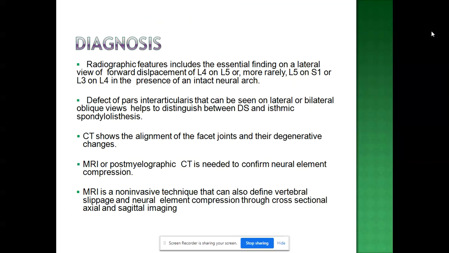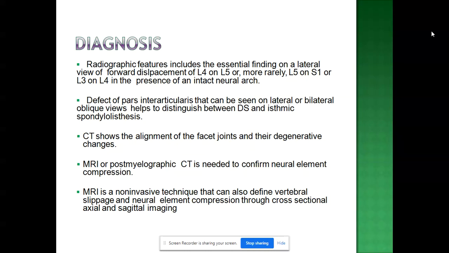So radiographic features include the essential finding on a lateral view of the forward displacement of L4 on L5, or more rarely L5 on S1 or L3 on L4 in the presence of an intact neural arch. So basically how are we diagnosing this lumbar spondylolisthesis? We are diagnosing by taking the X-ray.